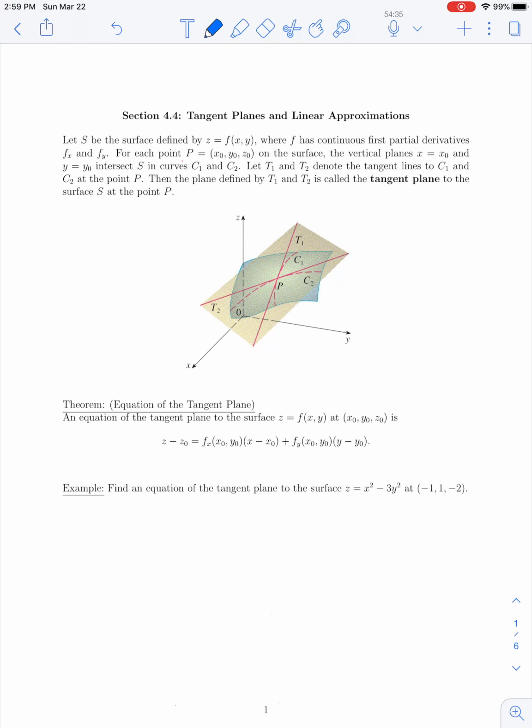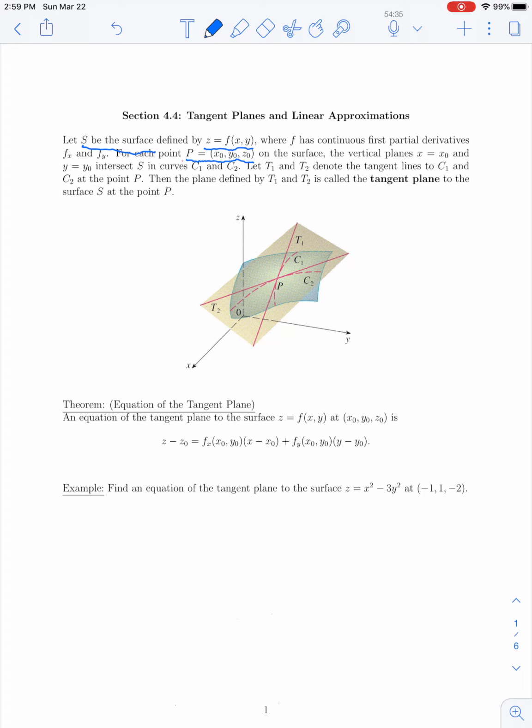Okay, in today's lecture, we're going to cover section 4.4 on tangent planes and linear approximations. So the problem that we're going to be considering in the first part of this section is the following. If we have a surface S, which is the graph of some function of two variables, f of x, y, then we can consider some point P, whose coordinates are x naught, y naught, z naught, on our surface. And we want to find the plane which would lie tangent to that surface at this point P.